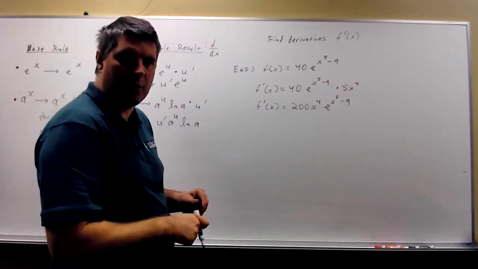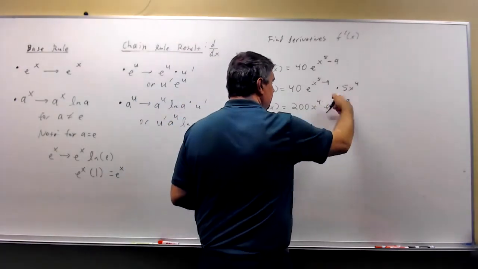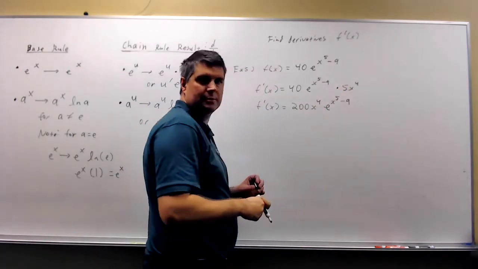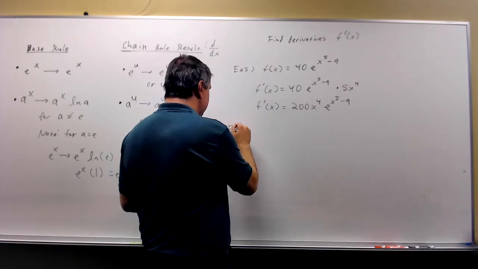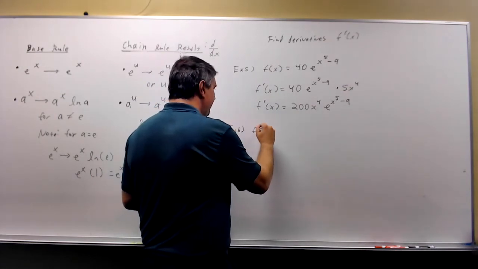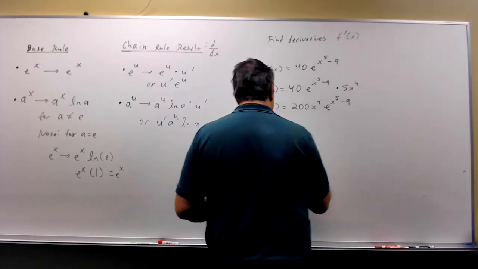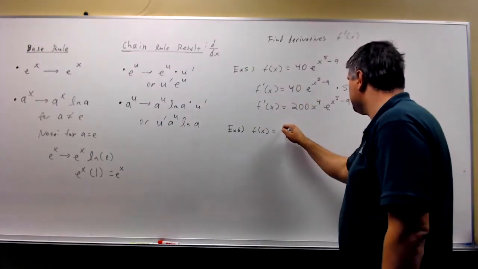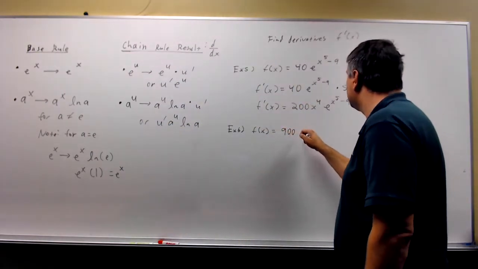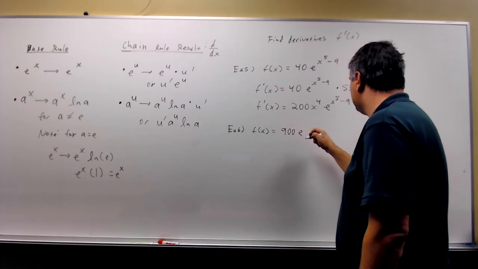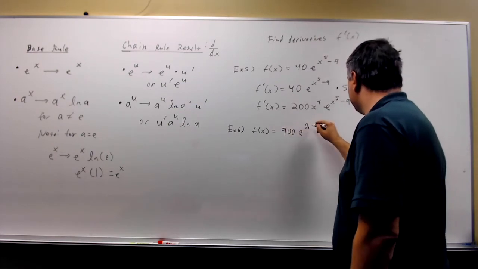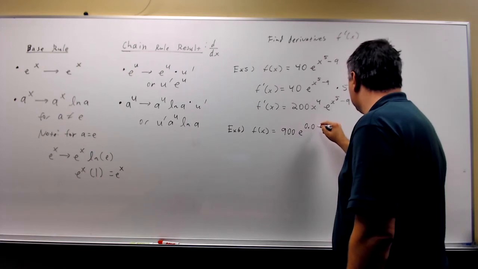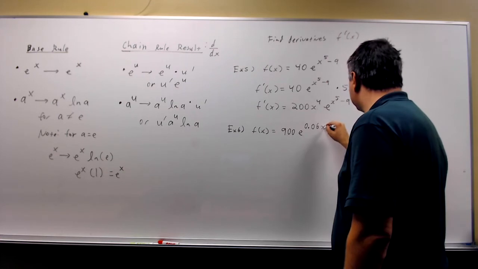Here's another one. Example 6. f of x equals 900 e to the 0.06x power.